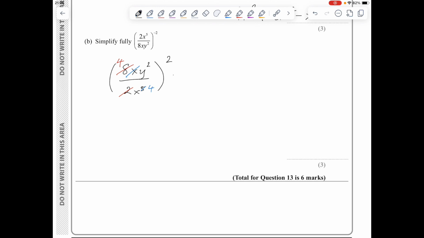So let me rewrite this more clearly. 4y squared over x to the 4 and everything to the power of 2. The power of 2 will apply to all terms, so 4 squared will be 16, y squared squared is y to the 4 over x to the power of 8. That's the final answer.